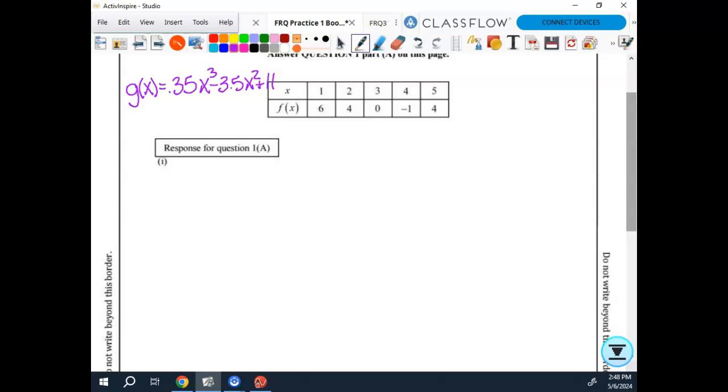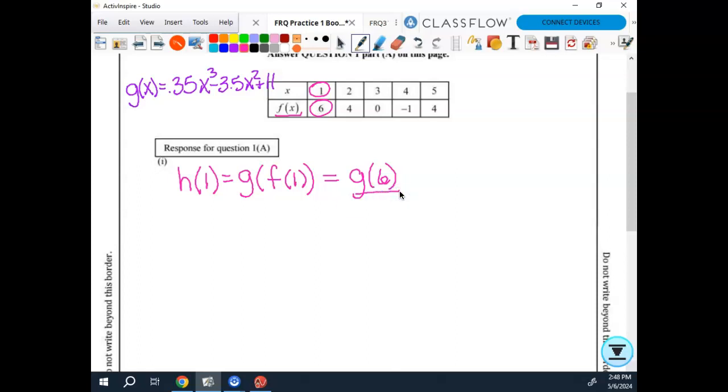Just having that there for myself, you wouldn't have to do that. The first part says I want H of 1. Since they told me H is G of F of X, this is G of F of 1. I start with F of 1. F of 1 is 6. So now I want G of 6. This is a calculator question, so let the calculator do the work for you. You don't have to show a whole lot of work here.